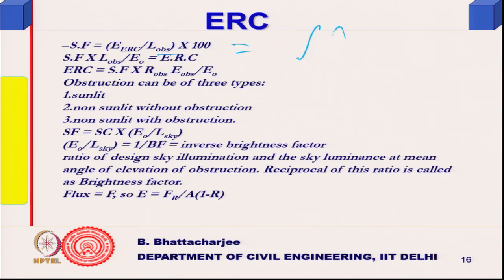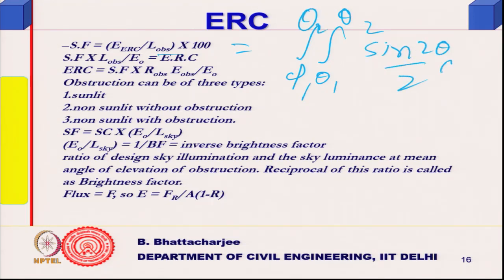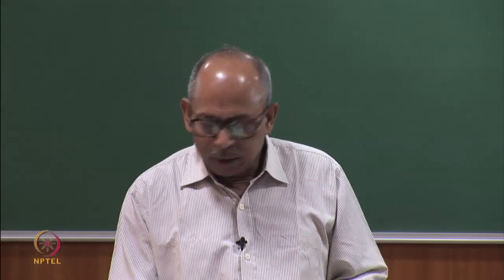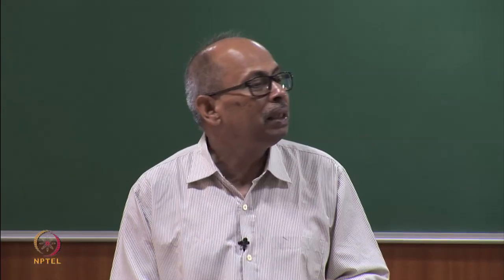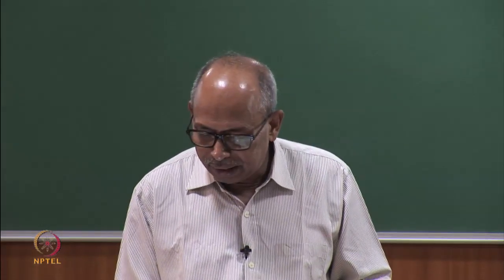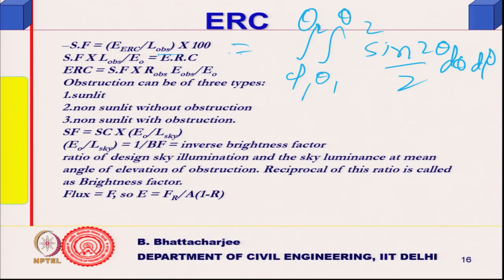This is nothing but integration theta 1 to theta 2, phi 1 to phi 2, sin 2 theta by 2 d theta d phi, right? Am I right? This is right, because this is what we saw for a small element in the sky, sin theta cos theta d theta d phi was there. So I have just written it in this manner, multiplied by 100 anyway.